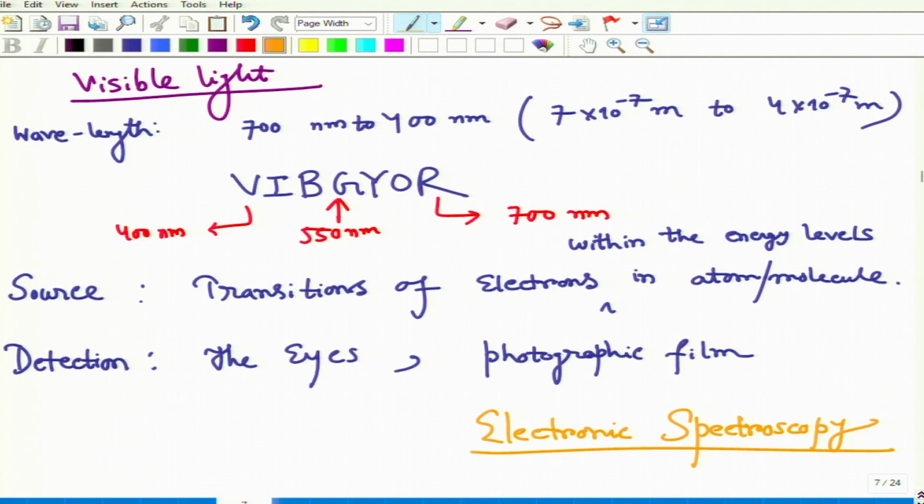Okay, so let me stop here in this part, visible light. In the next part I will discuss the rest of the regions, the ultraviolet, X-ray and the gamma cosmic rays.